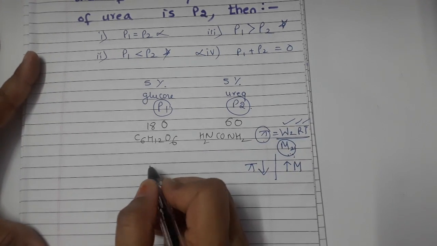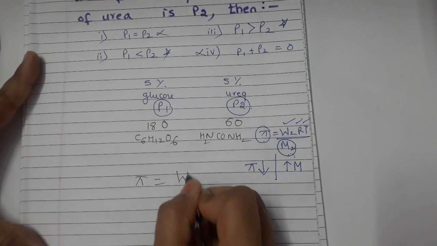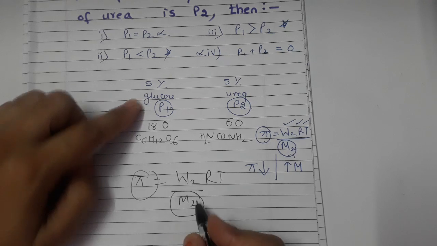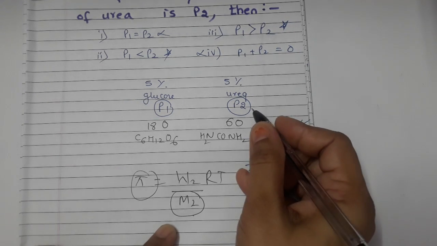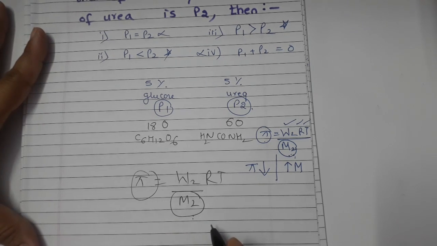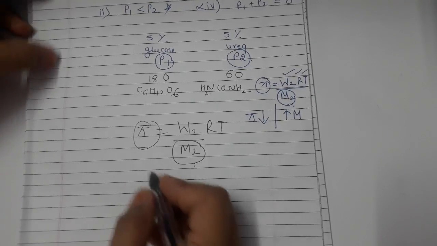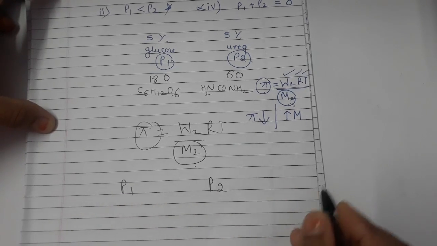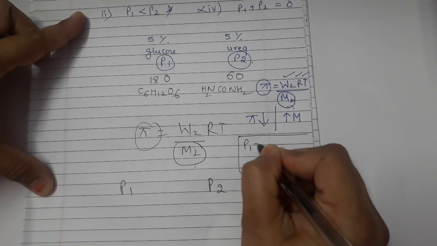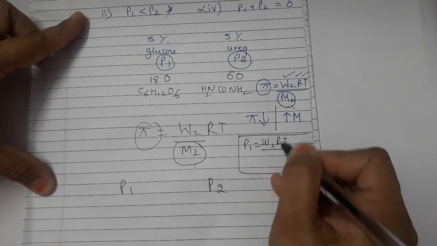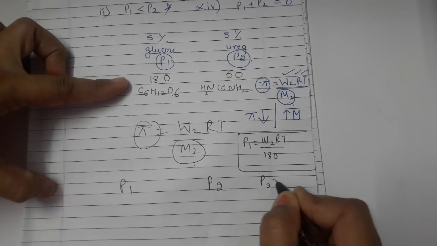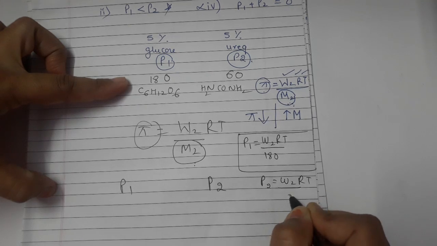So just see, if we have to compare, pi is equal to W2 RT upon M2. For glucose, I'll write here 180, and for urea, I'm going to write 60. Now, what are we trying to find out? What is the relation between P1 and P2? Suppose I compare these two examples in this box. So I write P1 is equal to W2 RT upon 180, and here I write P2 is equal to W2 RT upon 60.